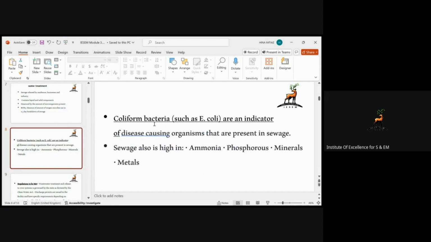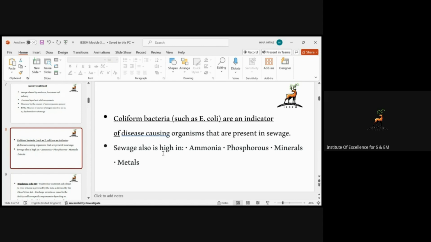The next thing is you can count coliform bacteria such as E. coli, which is used as an indicator of disease-causing organisms present in sewage or any wastewater. When you calculate the biological oxygen demand and the microorganisms including coliform bacteria, if the coliform count and the biological oxygen demand increase beyond the limit, then the water must be treated.